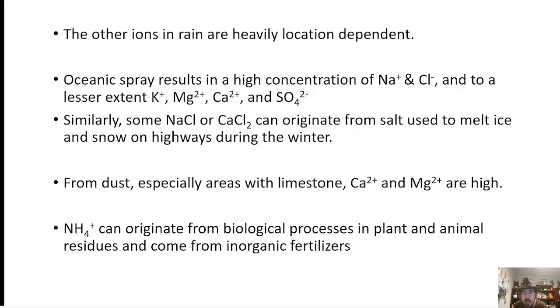If you have a bunch of farm areas, a lot of biological processes can release ammonia that can form ammonium ions that can dissolve in water. So plants and animals, you've got some waste, you've got some poop, you've got plants doing their normal processes, you're going to get some ammonia. You also have a high amount of fertilizer, you can get some ammonium.